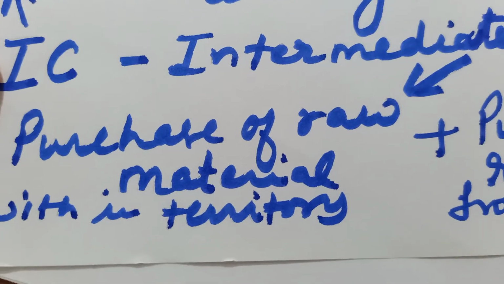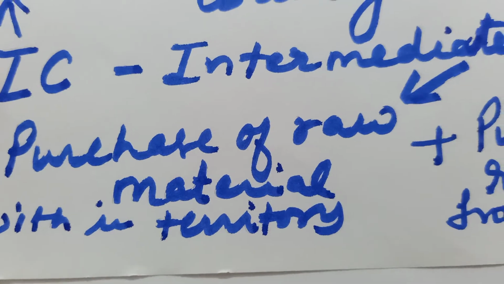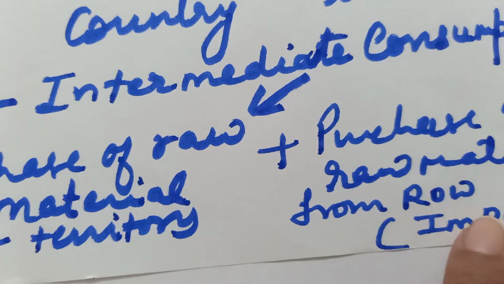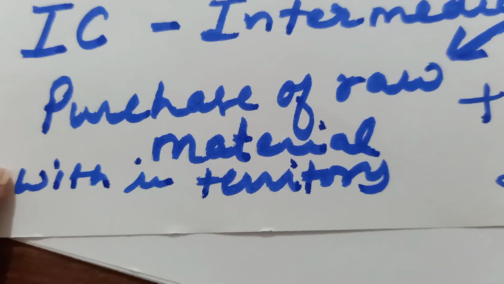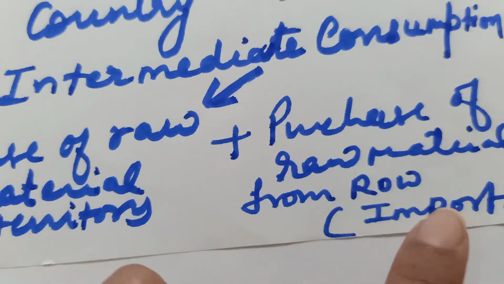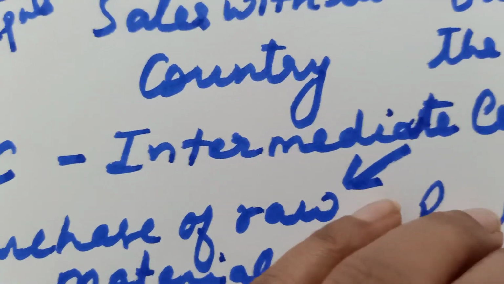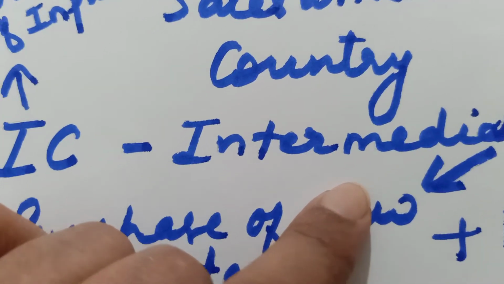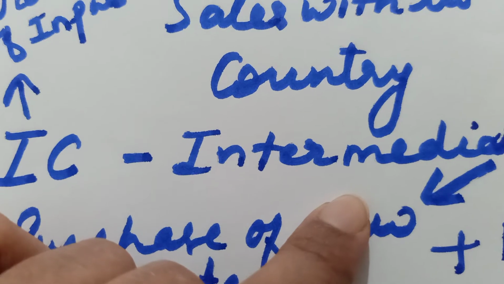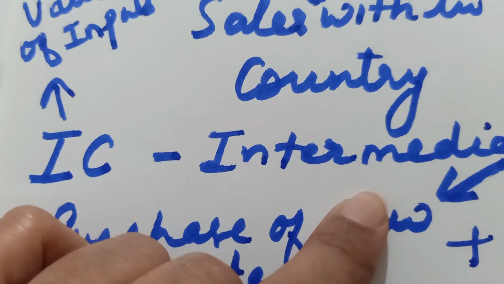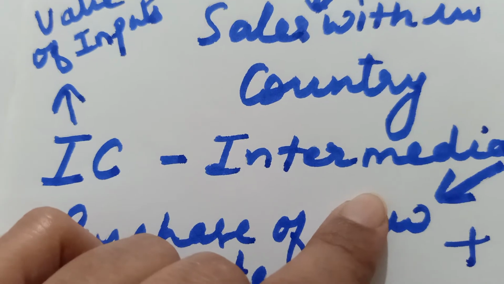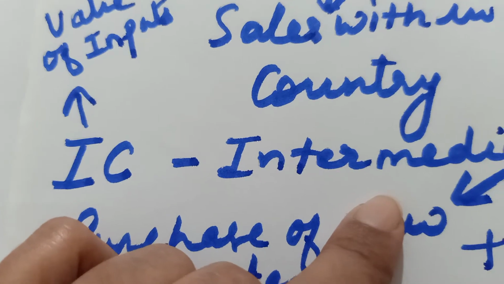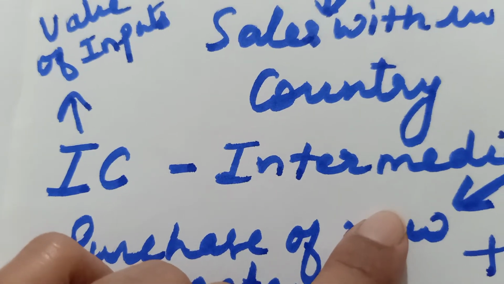If IC, intermediate cost, is given, then no issue. If purchase of raw material is given and if imports are also given, then we will take purchase of raw material within the domestic territory plus imports. I repeat again, if intermediate cost is given directly, that is value of inputs, value of non-factor inputs, all inputs other than factors, factor input of land, labor, rent, interest, okay, it includes value of raw material included in the production process.